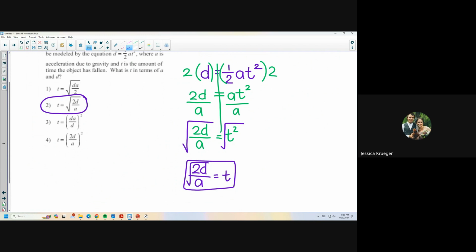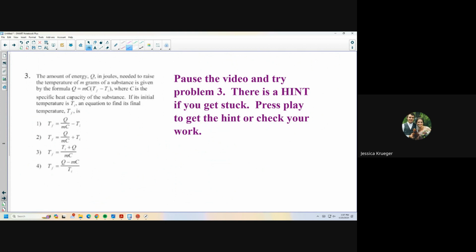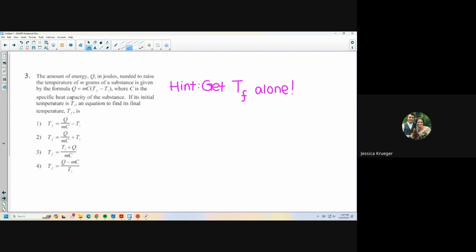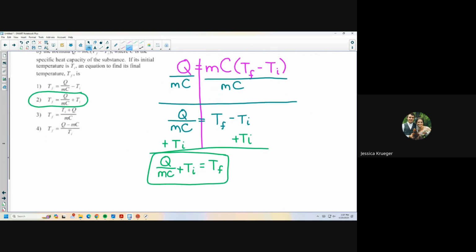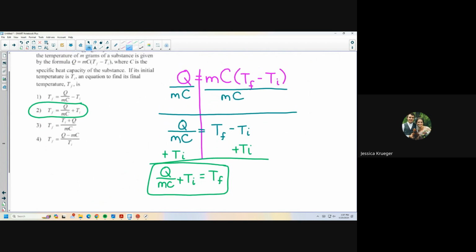So go ahead and pause, take a look at that solution, see if you did it in a similar way, a different way. Make sure you got the same answer and jot down any questions you have. Here's number 3. Go ahead and pause it. Here's your first hint. Get T sub F alone. And here's your steps right here. You should get answer choice 2. So feel free to pause if you want to take a longer look at that solution.